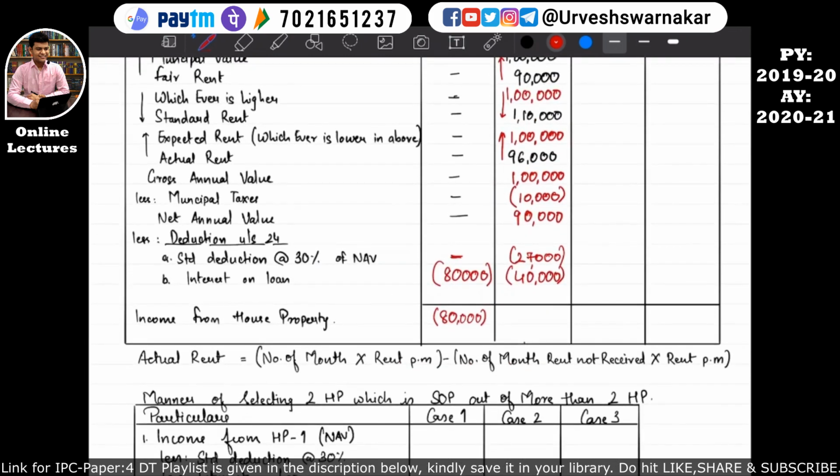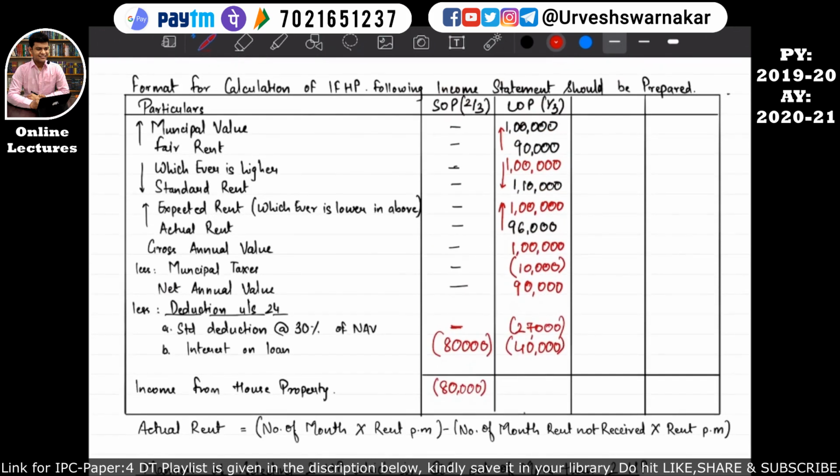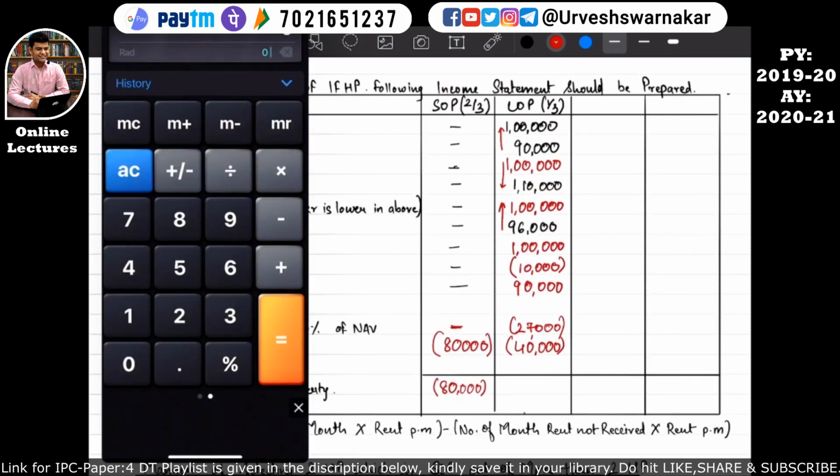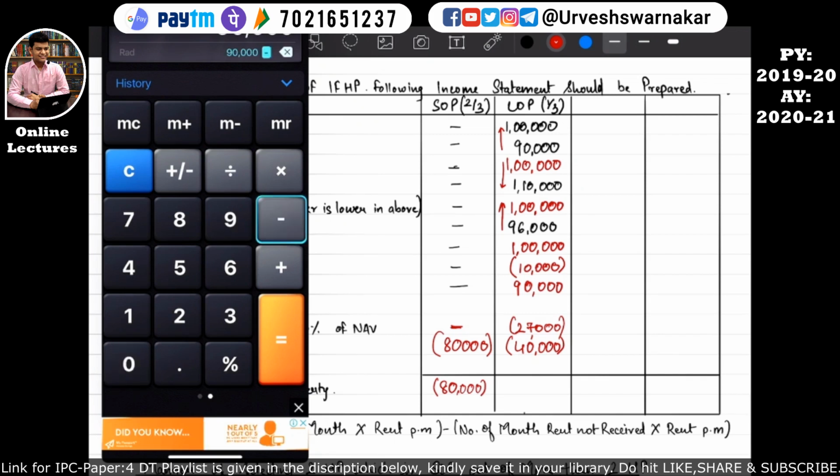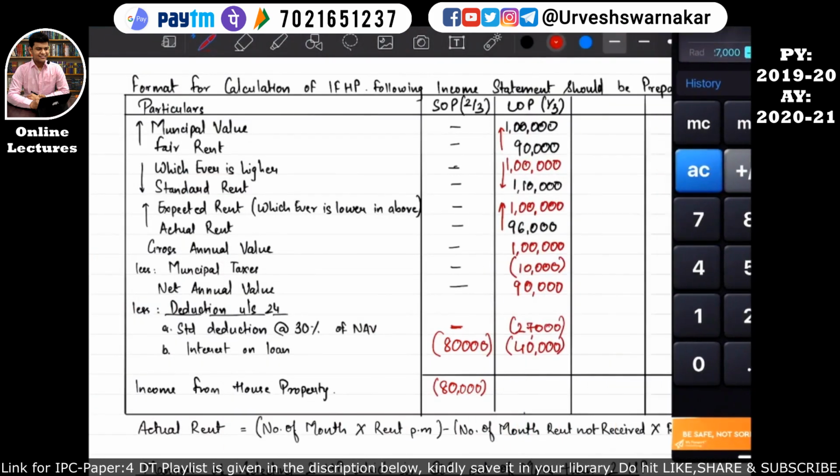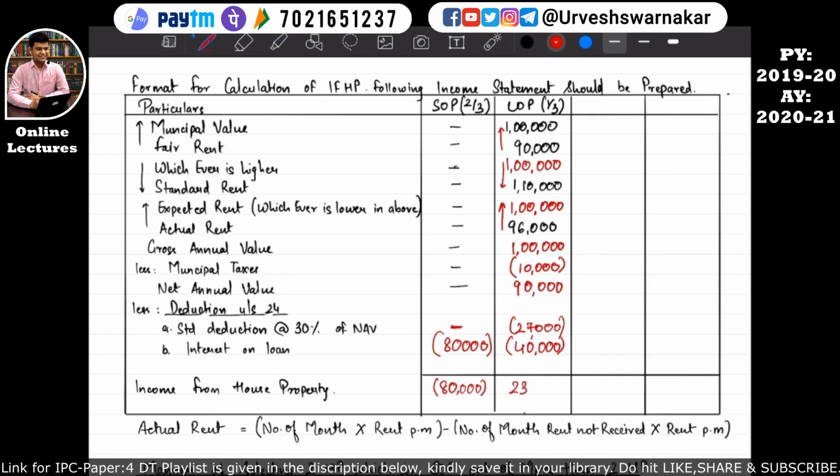So basically the loss of 80,000 is from the self-occupied portion, and the income from house property from the let out portion is 90,000 minus 27,000 minus 40,000, which is equal to 23,000. I hope this is quite clear to you all. So basically this is an income. If there is no other income given in the question, then this 80,000 loss can be set off against this 23,000. I hope this is quite clear to you all by now.